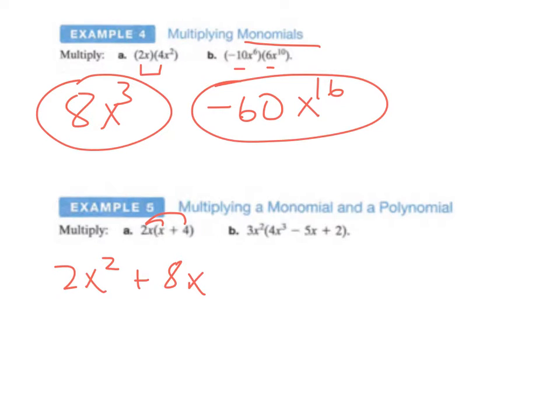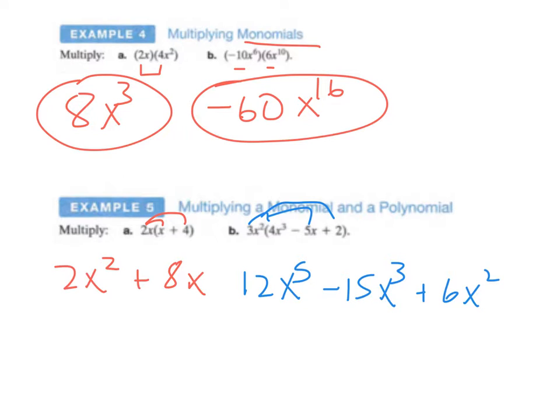We're going to do the same thing here, number times number, which is 12. We add the exponents, which is 5. And then minus 15, and we add the exponents, which is 3. And then when we multiply the 3x squared times the 2, we multiply the numbers and add the exponents, there's only 2 of them, so we get our x squared. So there's our answer by multiplying or distributing.